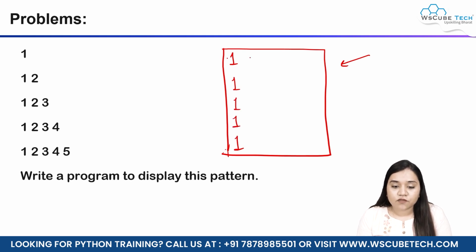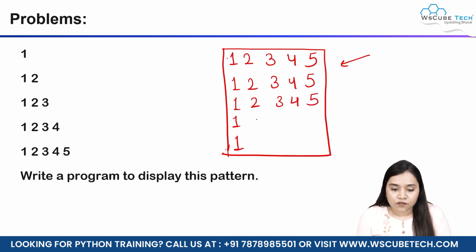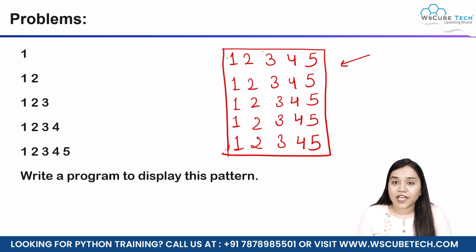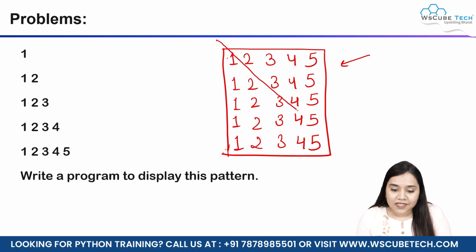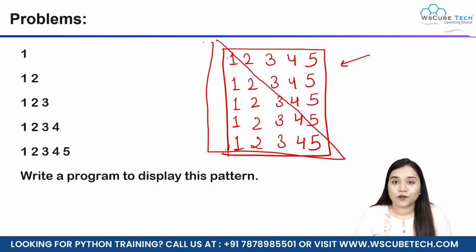5 rows are there and 5 columns are there. 1, 2, 3, 4 and 5, and the same 2, 3, 4 and 5 in each of the other rows. Okay, so we have a block pattern over here. Now what do we need to do? We need to first create this pattern, and after creating this pattern, we will be cutting it diagonally in this way so that we can obtain this triangle over here.